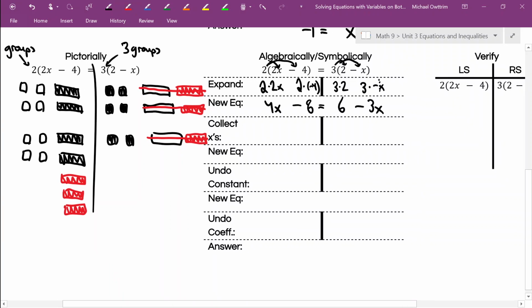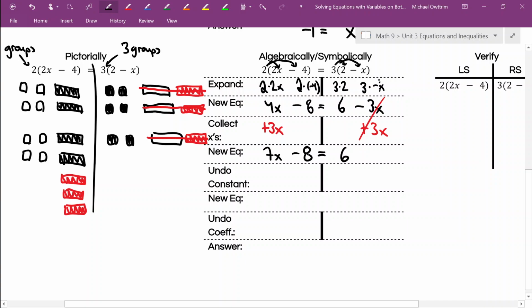In terms of my algebraic work, I'm looking at my -3x on the right side, and I'm asking myself, what's the opposite of -3x? Well, it's going to be +3x. And of course, I have to do the same thing to both sides. On the right side, our -3x and +3x cancel out. So we still have that constant of 6 there. On the left side, our 4x's plus another 3x's gives us 7x's, and then we still have that constant of -8.